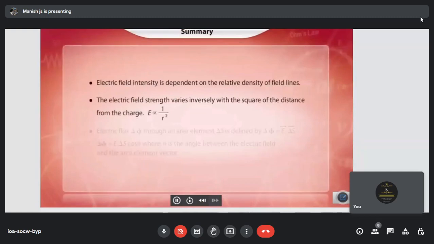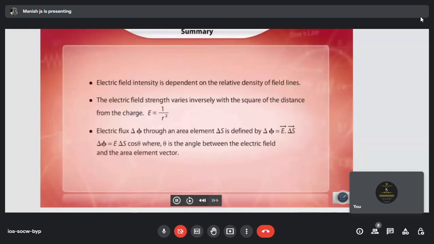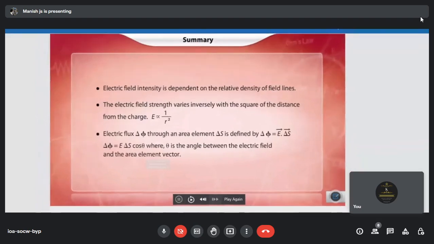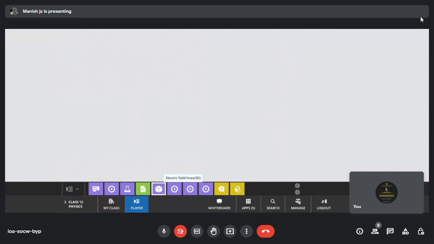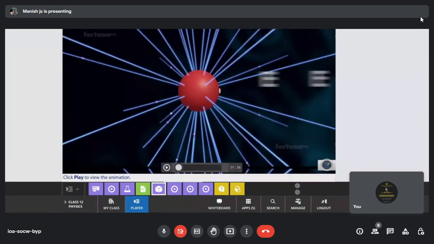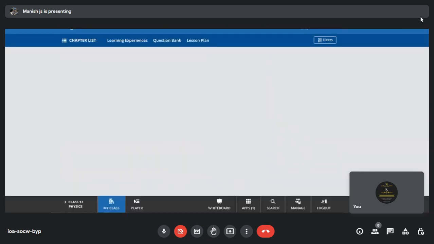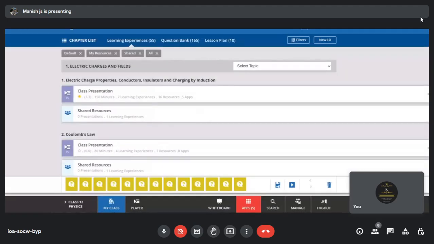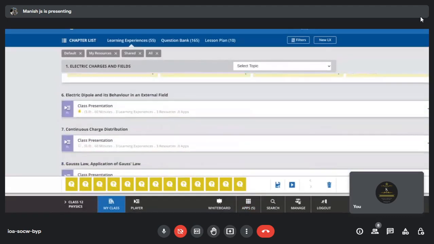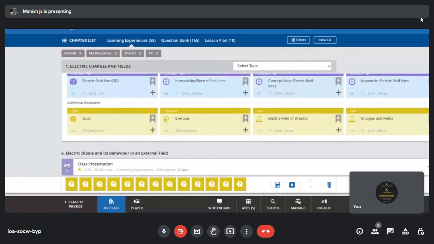Now, let's recapitulate what you have just learned in this animation. Just a summary of what we learned. So now moving on to the next part. Okay, this is the same electric field lines which we have seen. So we'll see some questions based on this and then we'll move on.